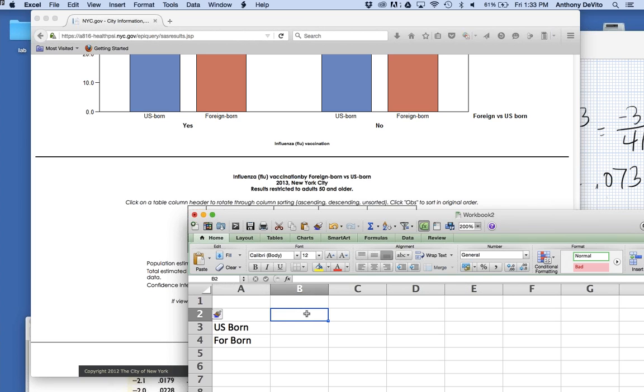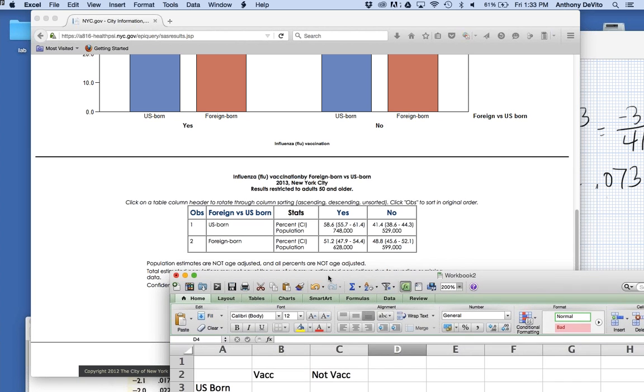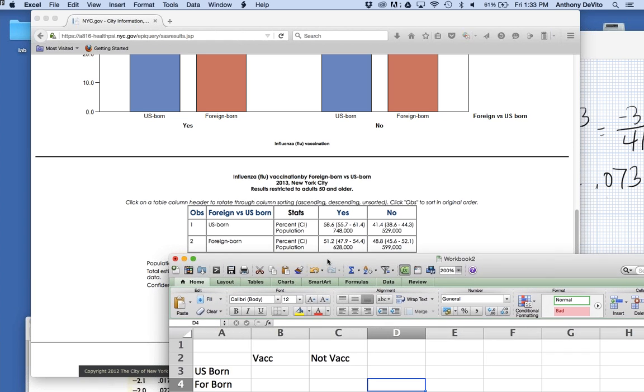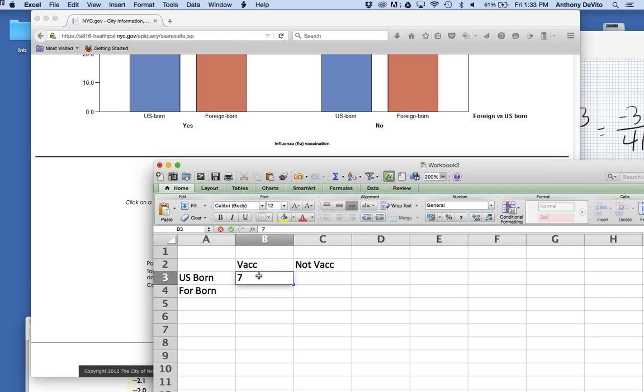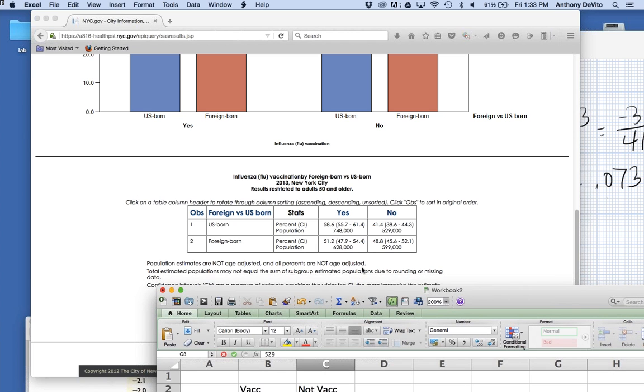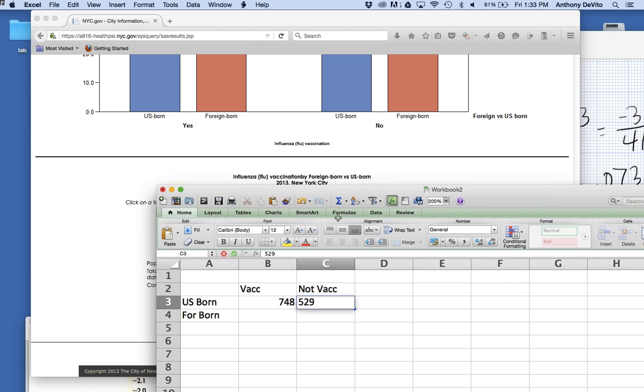Whether or not they got a vaccine: vaccinated, not vaccinated. Let's fill in these numbers here. For our purposes, I'm going to make believe this is a smaller study and say that was 748 and 529. And for foreign-born individuals, it was 628 and 599.